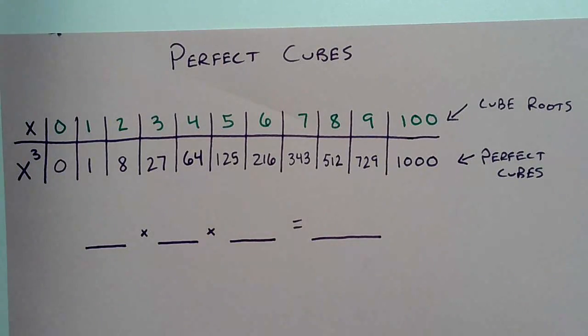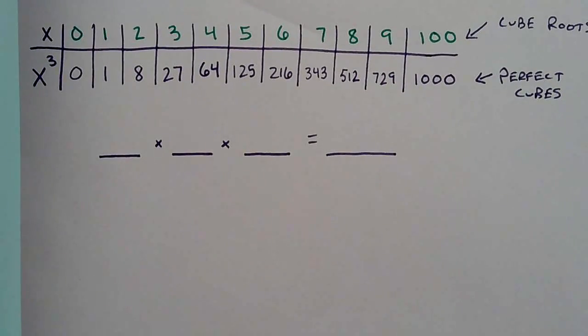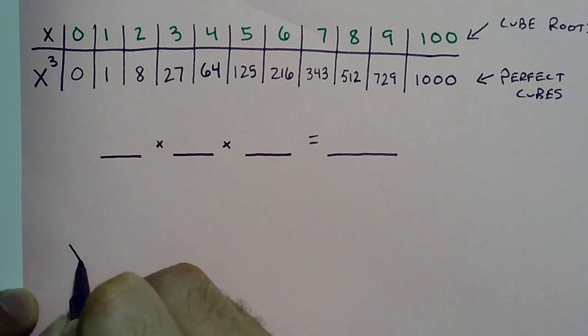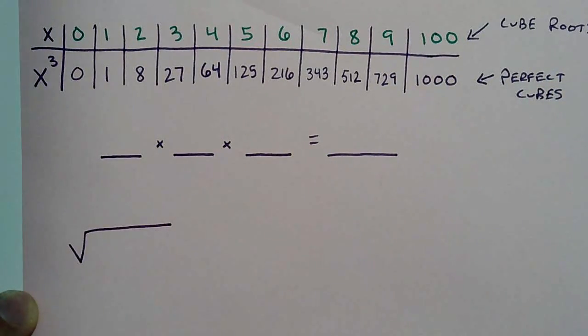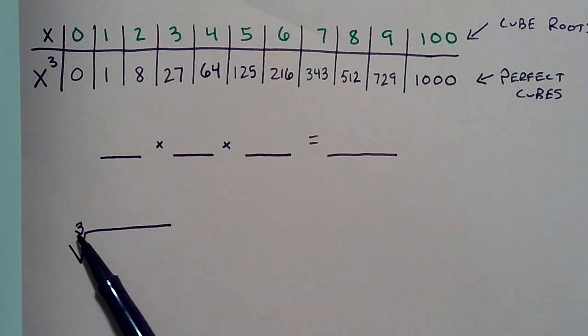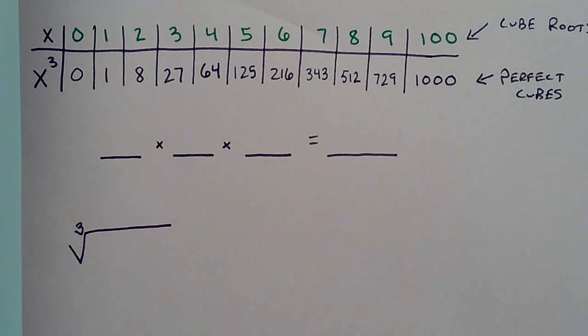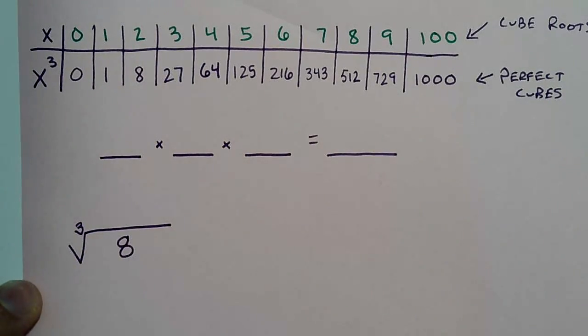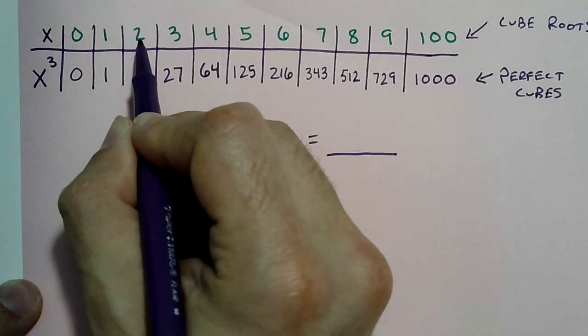So here are the big things. First off, the notation is a little different. When we're talking about a cube root, we're going to see the radical sign, but it's going to have a little 3 there. That 3 is saying, don't find the square root, but find the third root, the cube root of the value. So it looks something like this. What is the cube root of 8? Well, the cube root of 8 is 2.